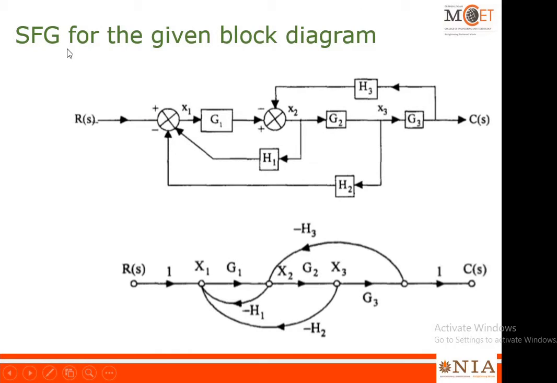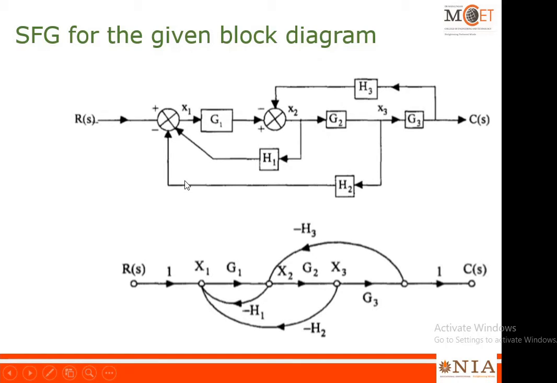So this particular slide will tell you how to convert a given block diagram to a signal flow graph. First thing that you have to do is take the input point as one node. Take the output node as another point here. And wherever you see intersection of many branches at one point, you take that as a single point and give it a name, x1, x2, x3, and so on.